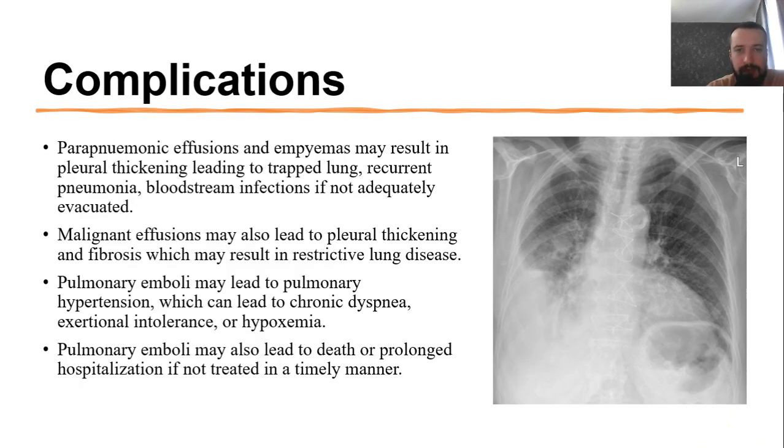Parapneumonic effusions and empyemas may result in pleural thickening leading to trapped lung, recurrent pneumonia, and bloodstream infections if not adequately evacuated. Malignant effusions may also lead to pleural thickening and fibrosis, which may result in restrictive lung disease. Pulmonary emboli may lead to pulmonary hypertension, which can lead to chronic dyspnea, exertional intolerance, or hypoxemia. Pulmonary emboli may also lead to death or prolonged hospitalization if not treated in a timely manner.